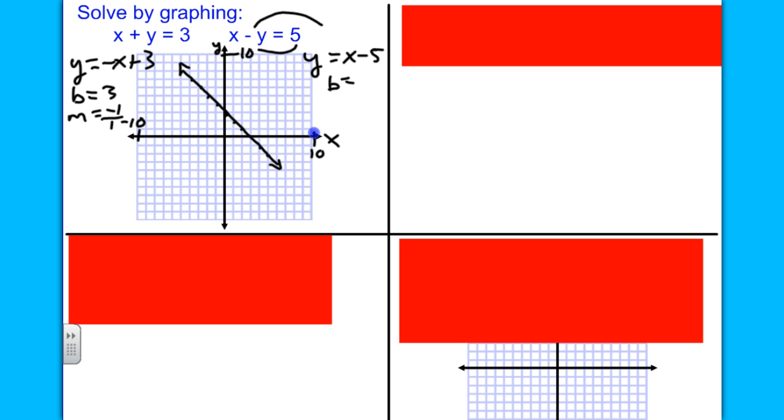1, 2, 3, 4, 5. Okay, and what is our slope? 1 over 1. Go up 1 over 1, up 1 over 1. And there it is. It looks like that point. Right there.